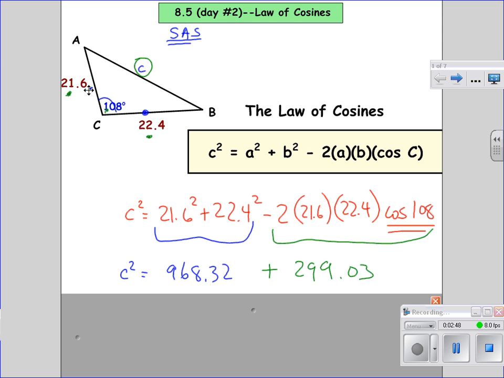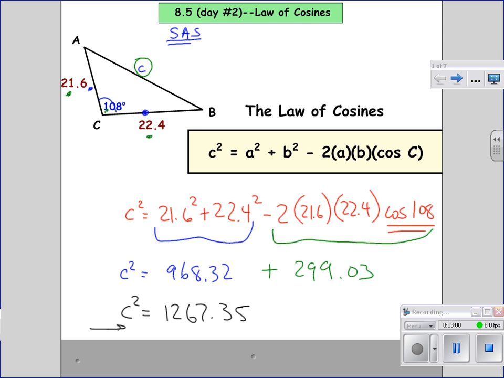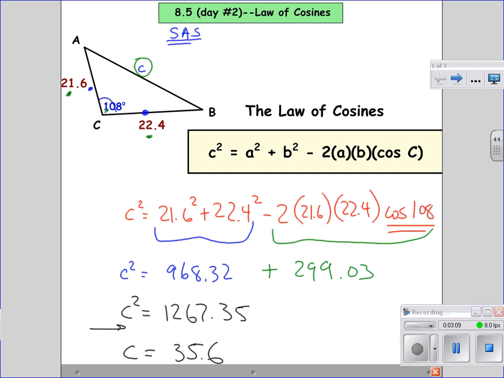Your calculator will give you that ratio if you ask, what's the cosine of 108? If you multiply all this together, you get a positive 299.03. Add the two numbers together and you get c squared. I'm not solving for c squared though, so we take the square root, and c is 35.6. So we've solved for this side right here, 35.6 to the nearest tenth.